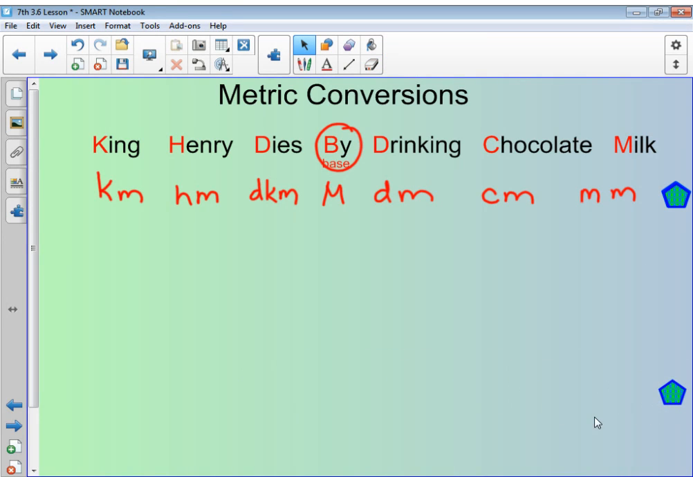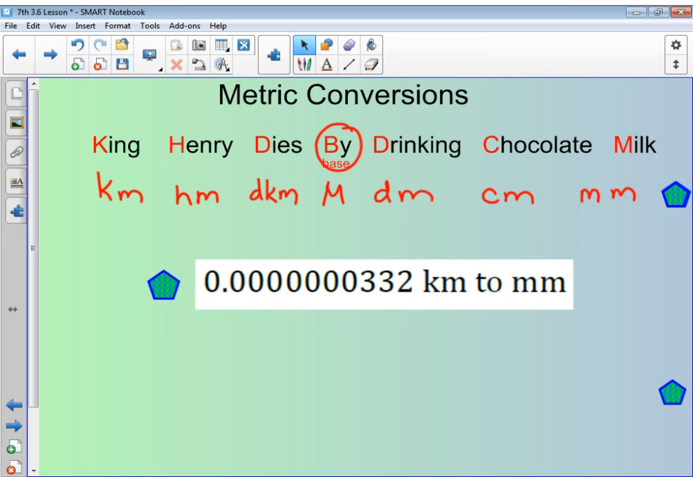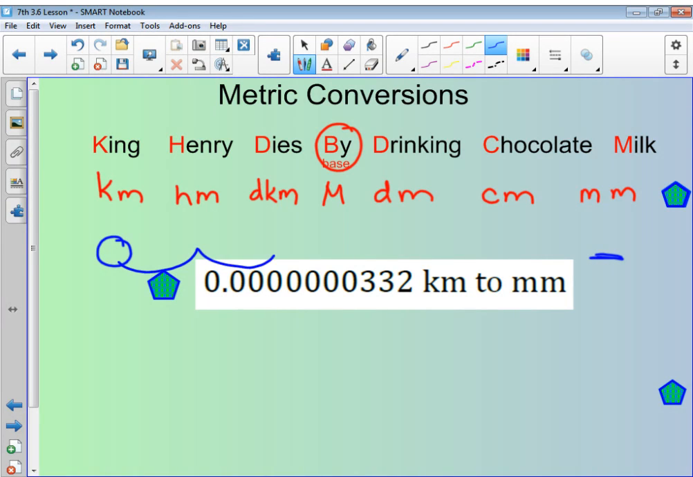Like I said, the most common mistake is moving one too many or one too few, or not knowing where the decimal is originally and starting in the wrong spot. Okay, so here I'm doing kilometers to millimeters. So I am starting here. Use a different color. I'm starting here, and I need to get to millimeters over here. Okay, so I'm going to go 1, 2, 3, 4, 5, 6 places to get to millimeters.